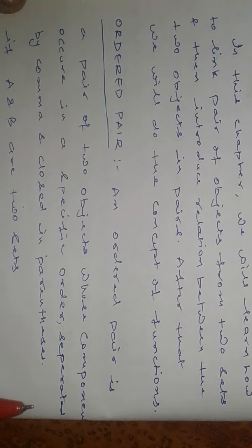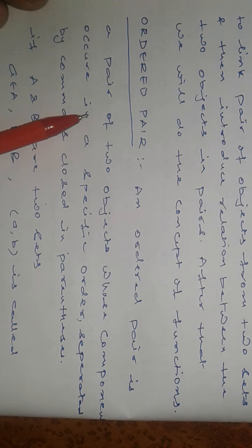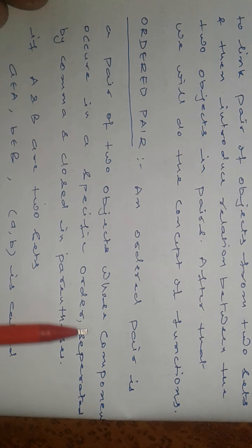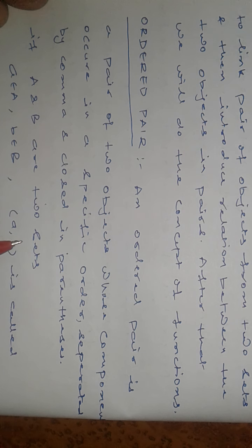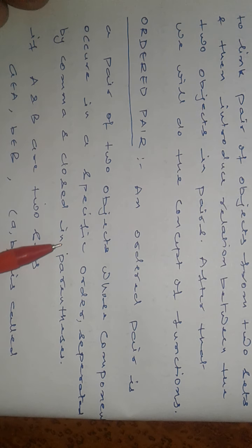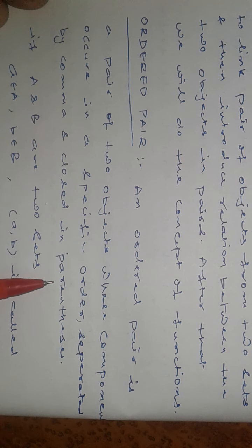Ordered pair. An ordered pair is a pair of two objects whose components occur in a specific order. It means we are having two components, like in the rectangular Cartesian coordinate system, we are writing (2, 3). That is ordered, separated by a comma and enclosed in parentheses.